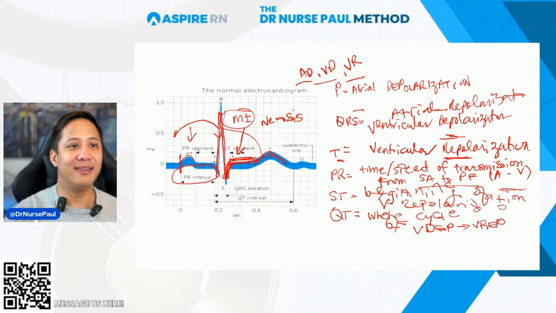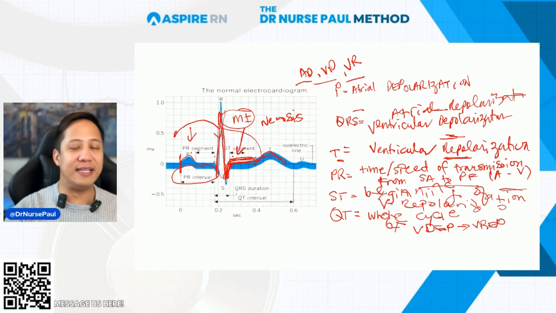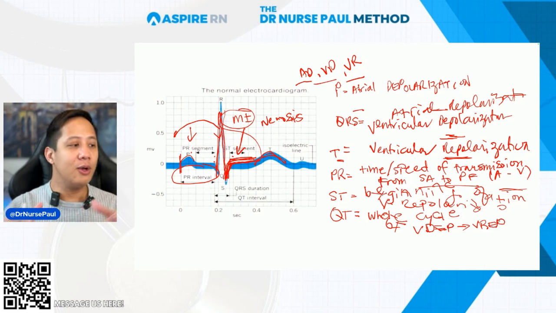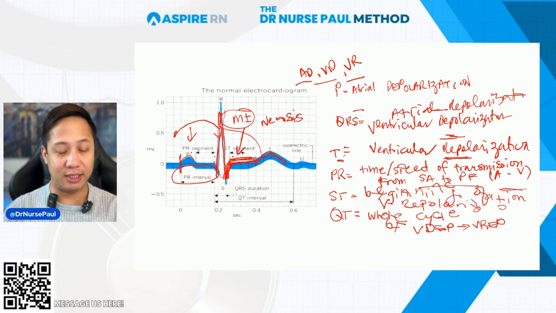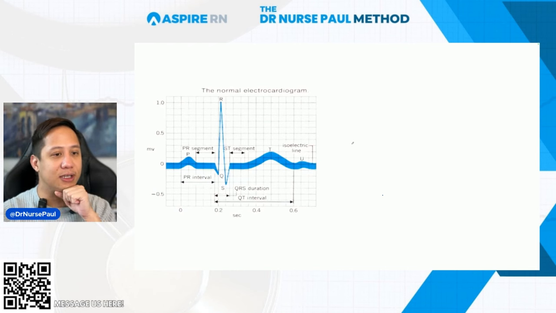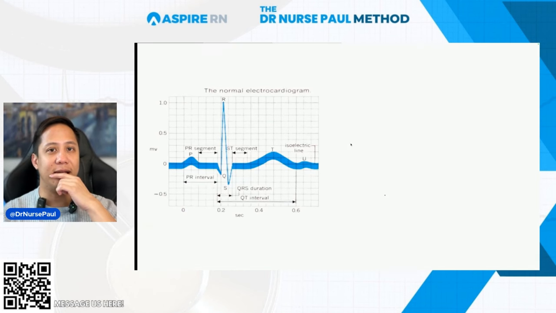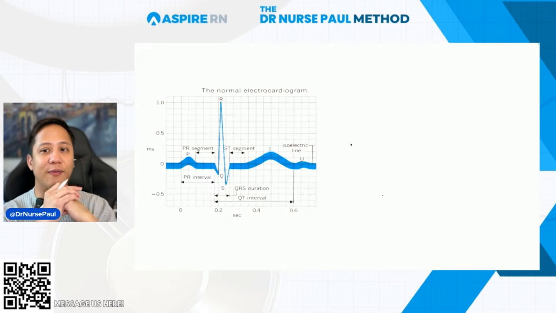Very good. Which one is the whole cycle of ventricular contraction and relaxation, or depolarization to repolarization? What is that? Okay, let's review that again.